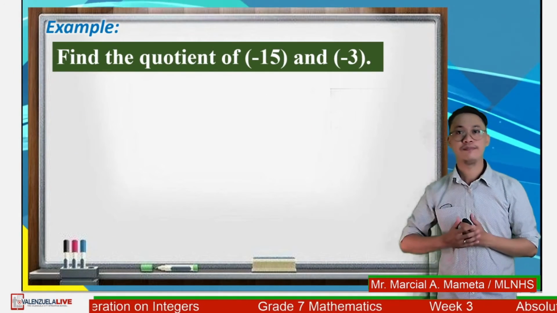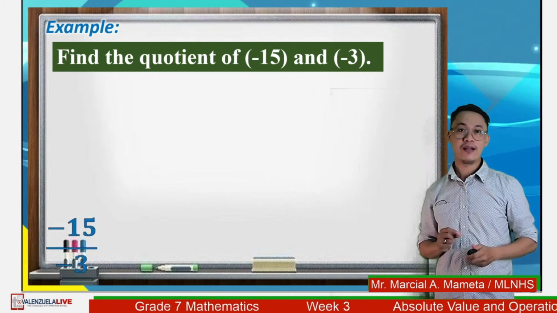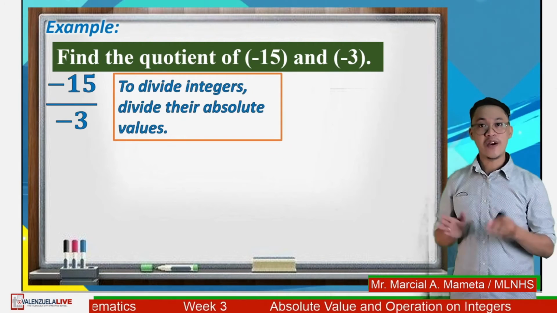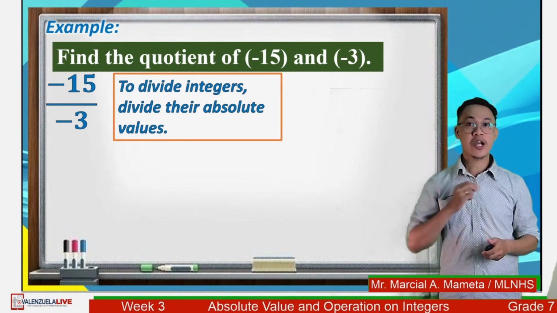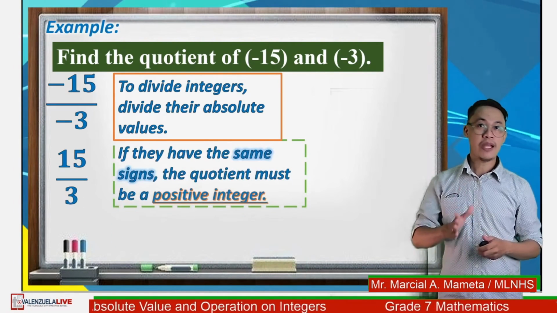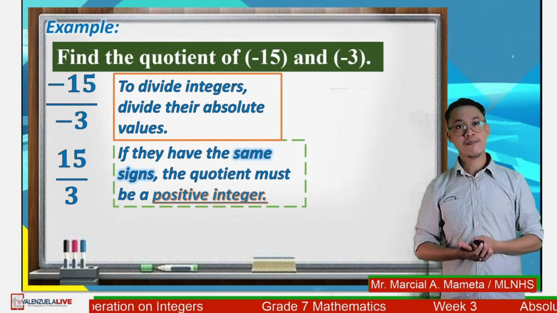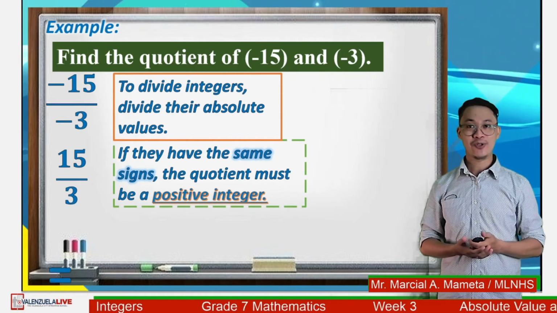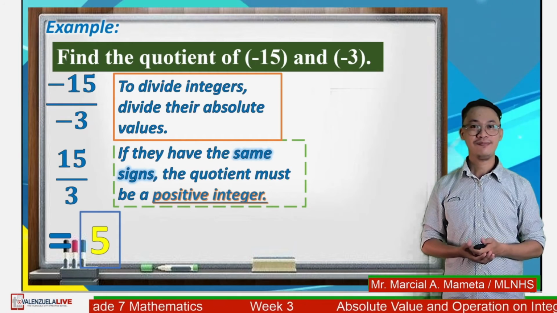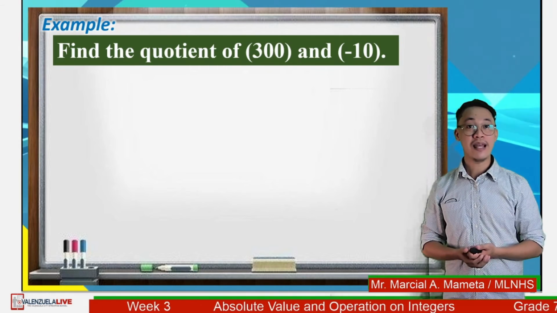How about this one? Find the quotient of negative 15 and negative 3. Negative 15 and negative 3. So negative 15 divided by negative 3, divide first their absolute values. So we have 15 divided by 3. If they have the same sign, negative 15 and negative 3, the quotient must be a positive integer. So therefore, the answer is 5. How about this one? Find the quotient of 300 and negative 10.